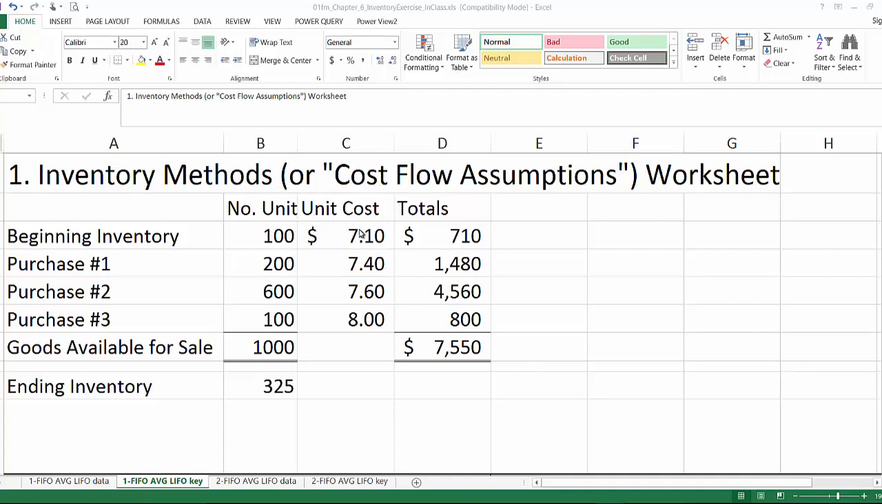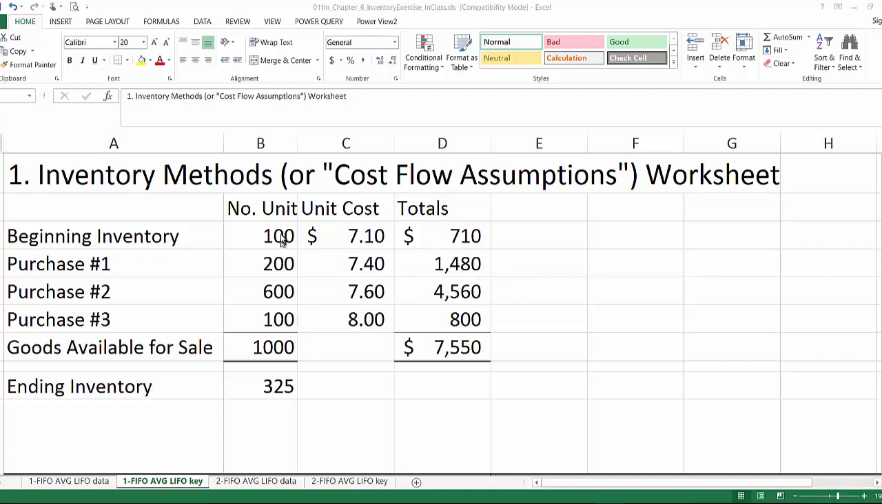It cost us $7.10 each, and the total cost of those items that were on hand at the beginning of the period was $710. The first purchase we made this year cost $7.40 per unit. We bought 200 units for a total cost of $1,480.